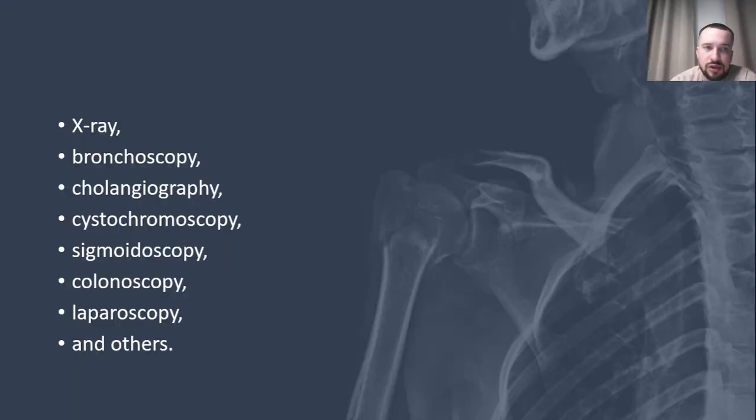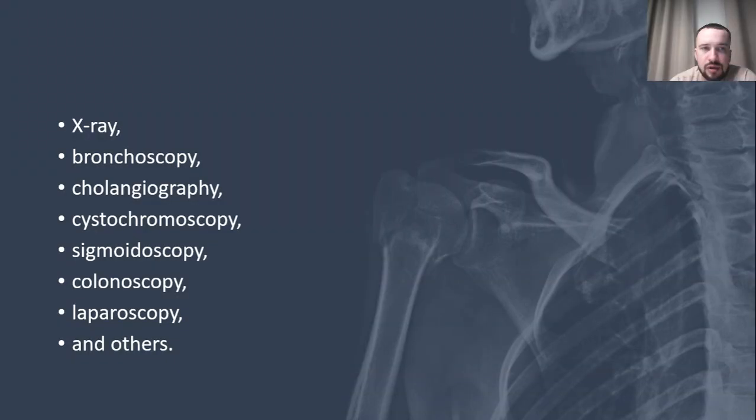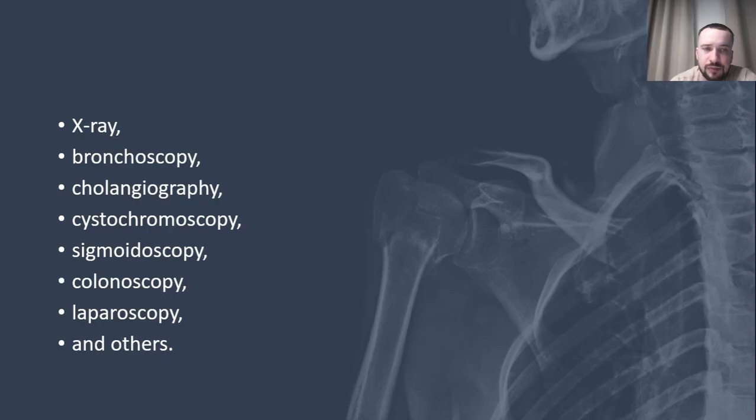In surgery, for us, it's very important to do 3 steps. First, it is X-ray. Second, it is clinical analysis of the blood, and the third is sonography. Here we have some more: bronchoscopy, cholangiography, cystochromoscopy, sigmoidoscopy, colonoscopy, laparoscopy, and others. But the 3 main ones are X-ray, sonography, and analysis of the blood.